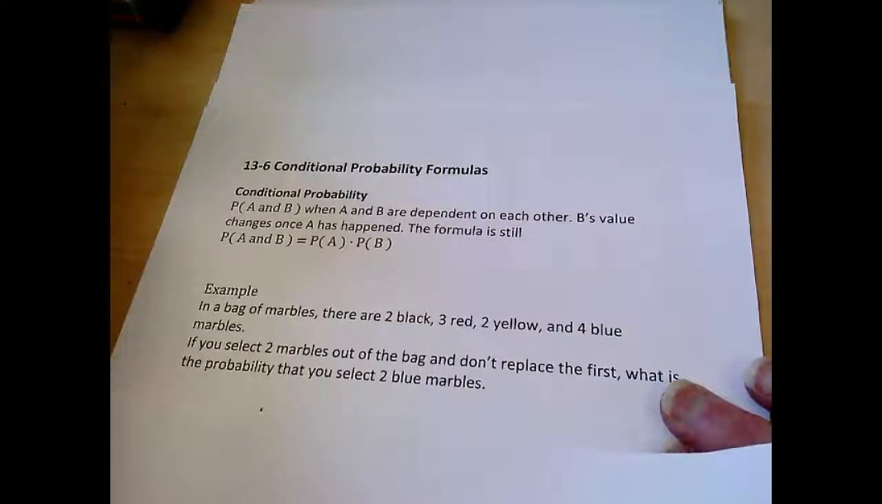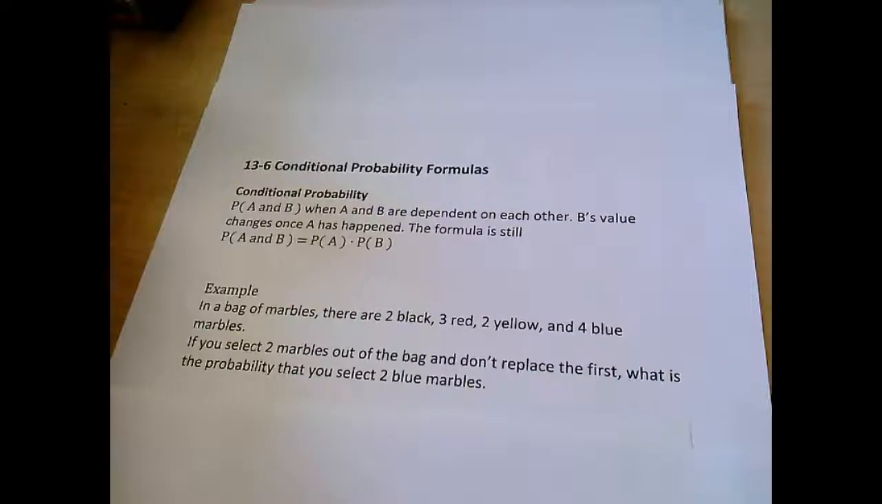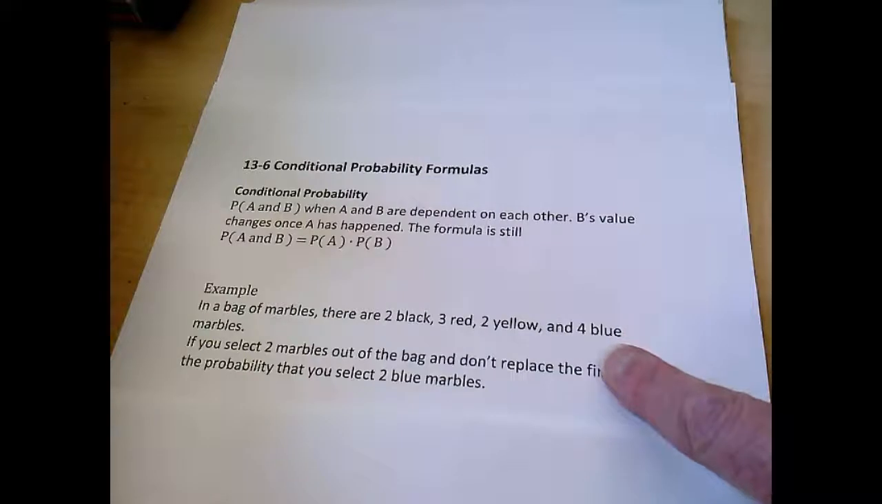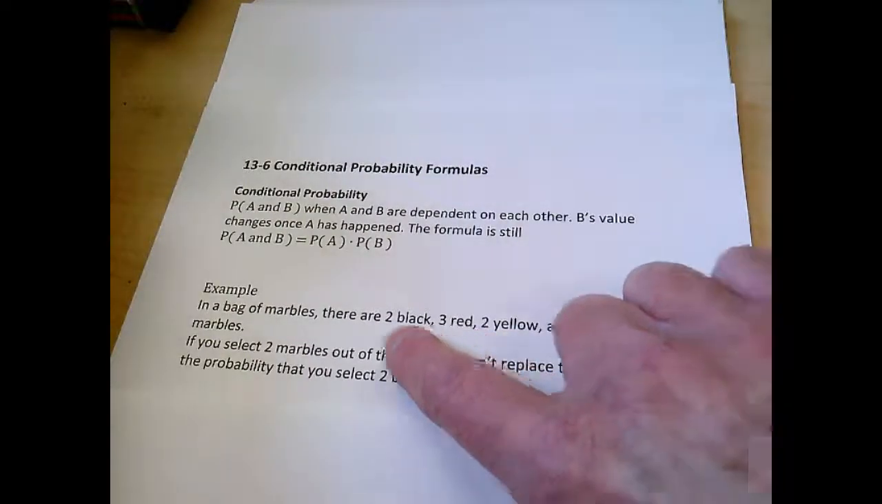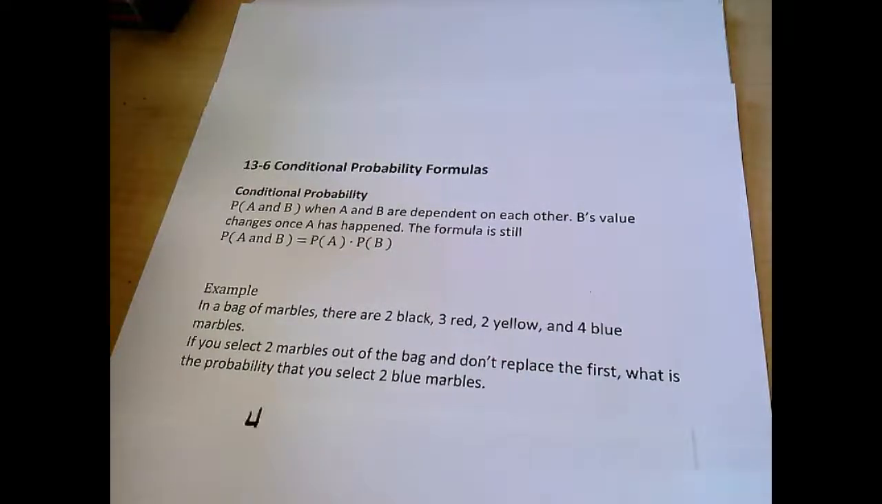An example of that is in a bag of marbles, there are 2 black, 3 red, 2 yellow, and 4 blue marbles. If you select 2 marbles out of the bag and don't replace the first, what is the probability that you select 2 blue marbles? So if you look at your blue marbles, there's 4. We have a total of 4 plus 2 is 6, plus 3 is 9, plus 2 is 11. So we have 4 out of 11 for our probability of getting a blue marble.